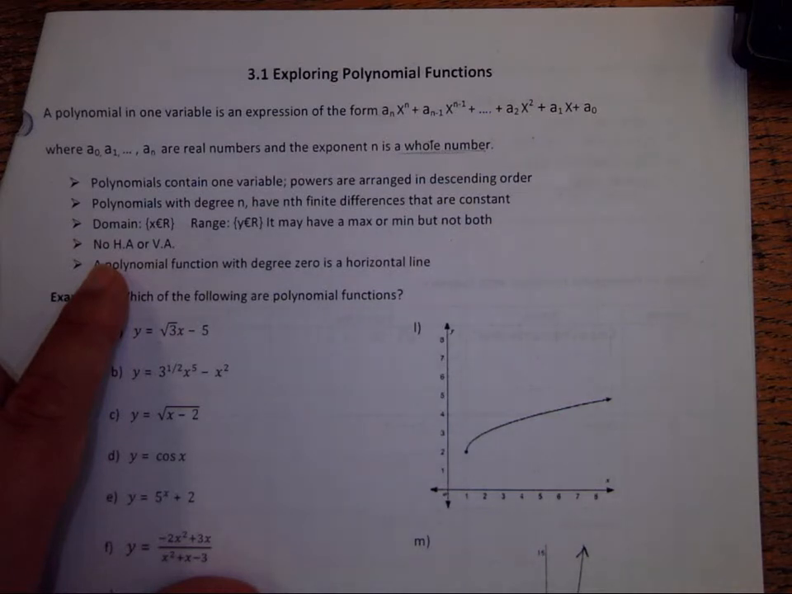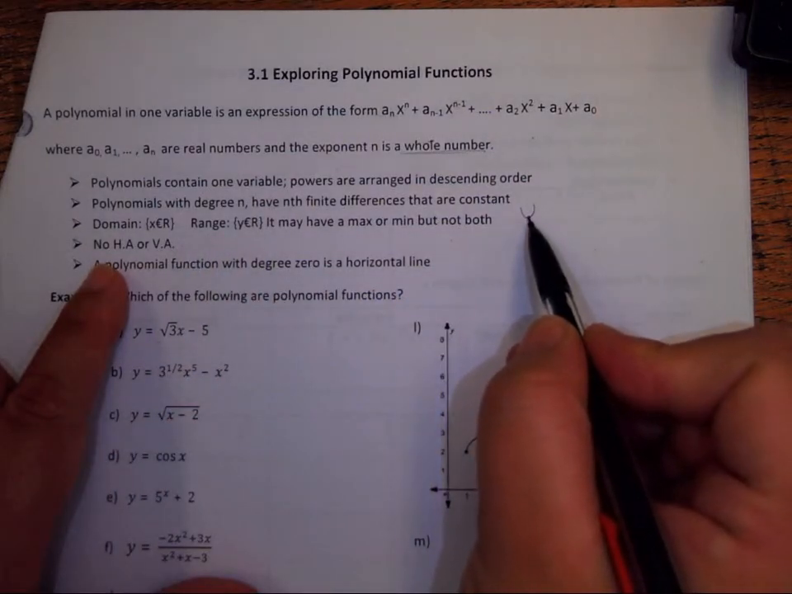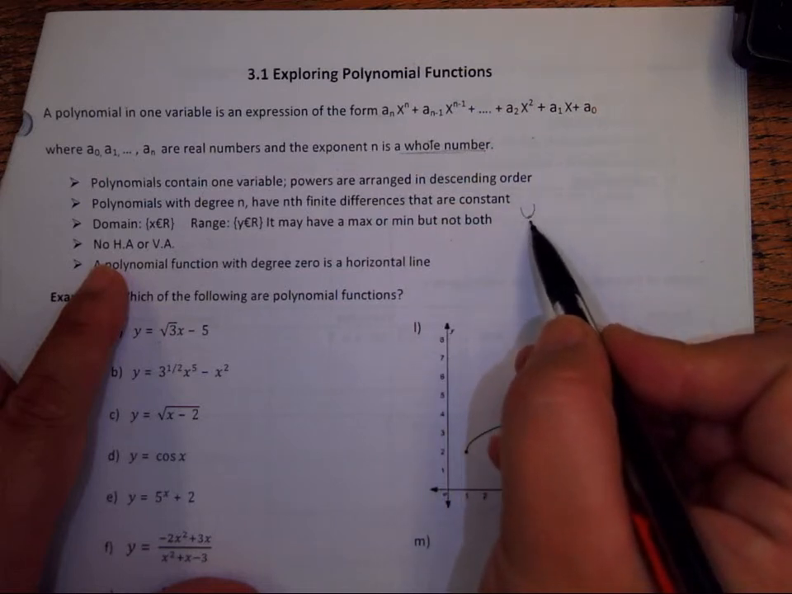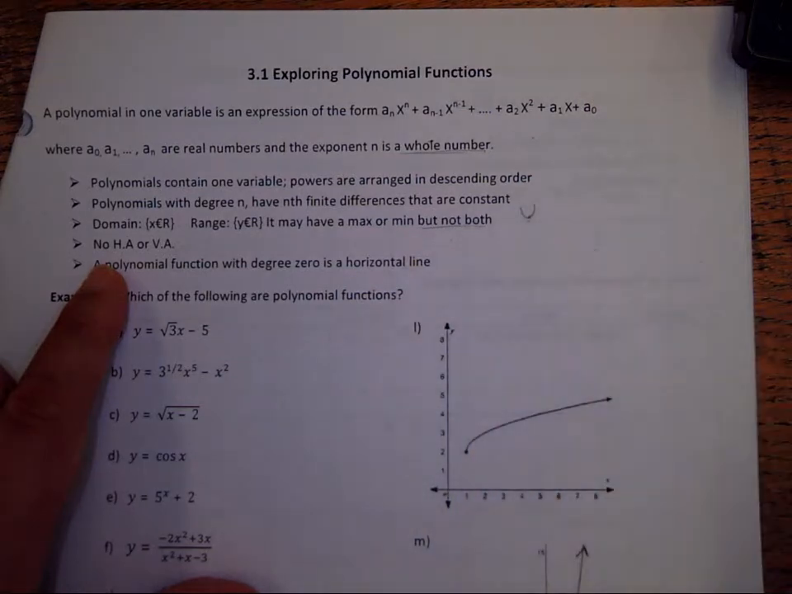Let's say a quadratic function. When you look at the vertex, if it opens up, then there's a minimum. One minimum value, but not at the same time a minimum and maximum. So a quadratic function is a polynomial.